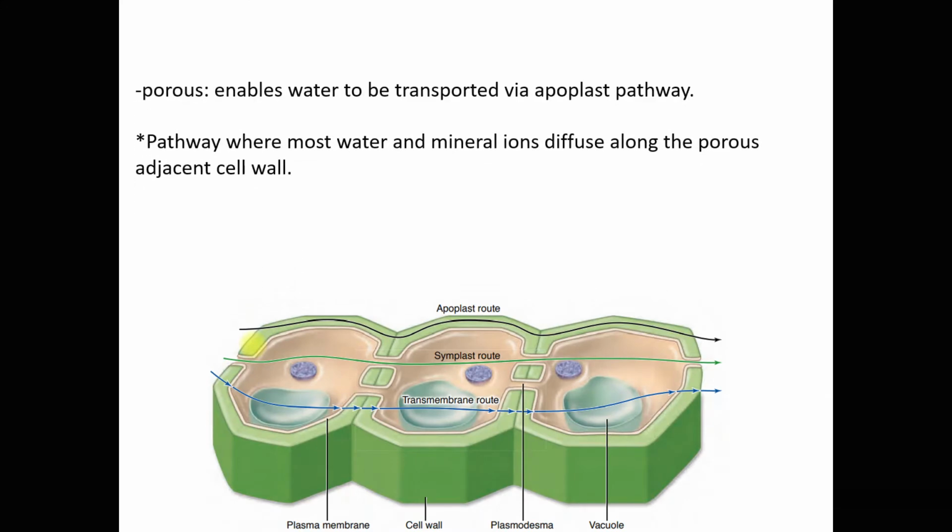Okay, next. Primary cell wall, they are porous. Porous means this primary cell wall enables water to be transported via apoplast pathway. Apoplast pathway ni you learn in detail in semester 2. Now if you're wondering what is apoplast pathway, by the way, it's a pathway where most water and mineral ions diffuse along the porous adjacent cell wall. Lepas ni kamu boleh nampak how the water and mineral ions diffuse from one plant cell to the other plant cell via cell wall, or to be more precise, the primary cell wall.